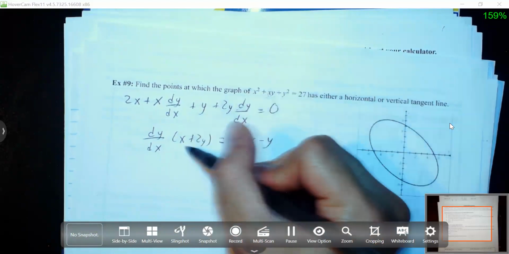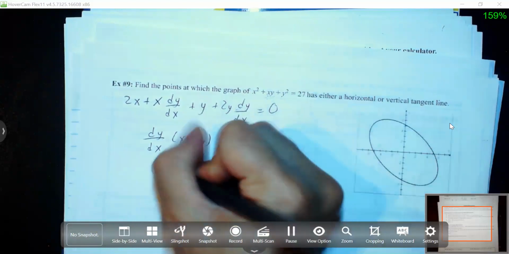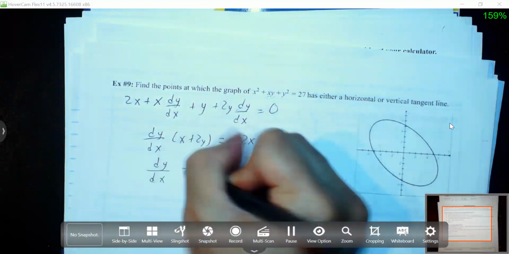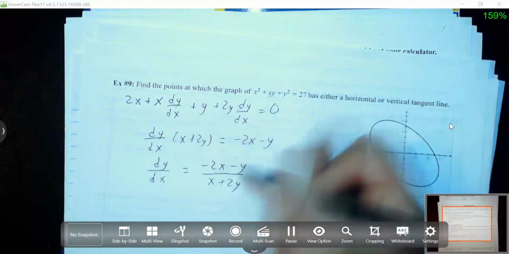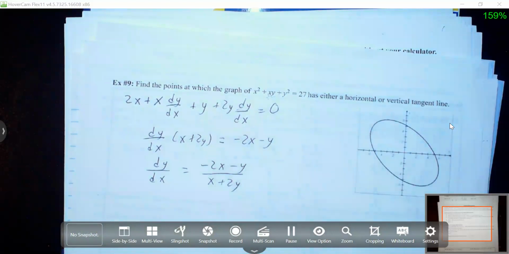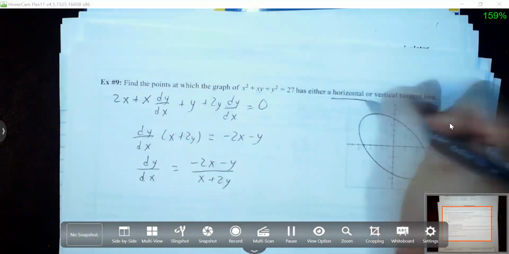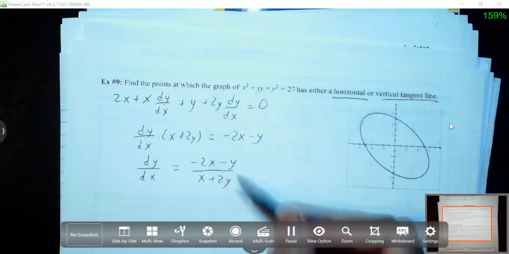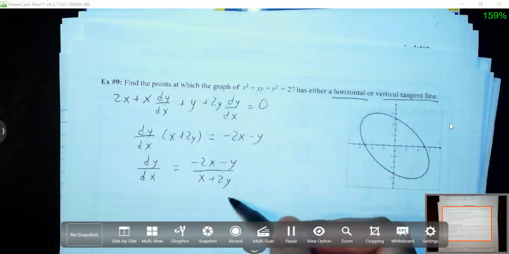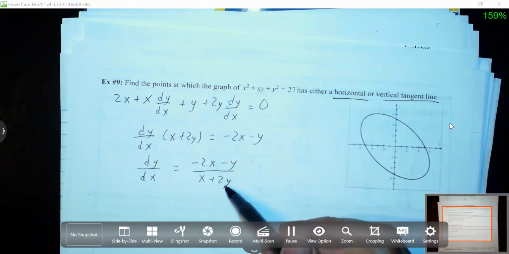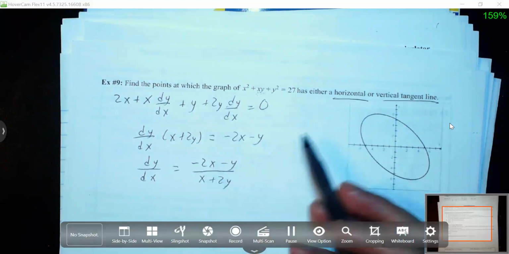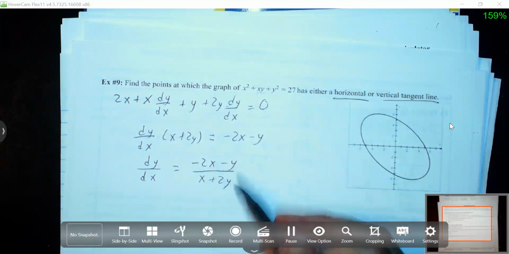And then if I divide both sides by x plus 2y, I end up getting this. Okay, now this is where you're going to use your knowledge of what a horizontal and a vertical tangent line is. So this is my equation for the tangent line. Or sorry, this is the equation for the slope of a tangent line. This is not the equation of a tangent line, obviously. This is the equation for the slope of a tangent line.